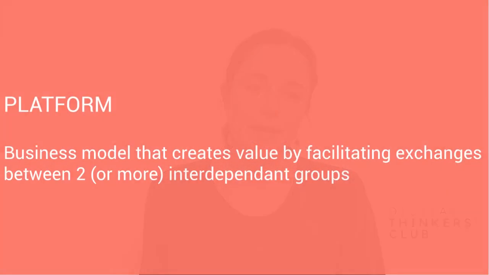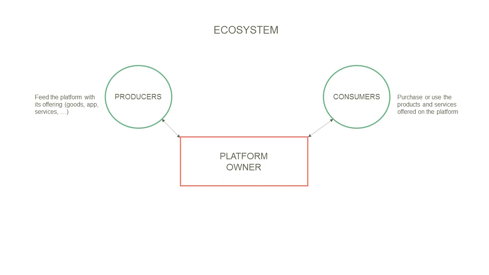So, what's the definition of a platform? It's a business model that creates value by facilitating the exchanges between multiple interdependent groups. So here's a graphic to show you what it is in terms of ecosystem. At the central point, you have the owners of the platform. Then you have the producers that feed the platform. And then you have the consumers who are using the platform.